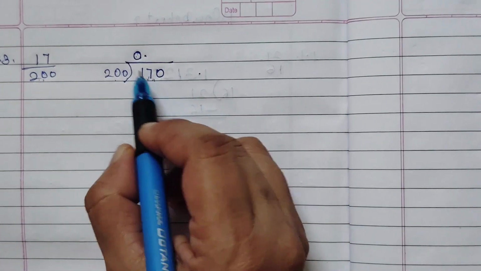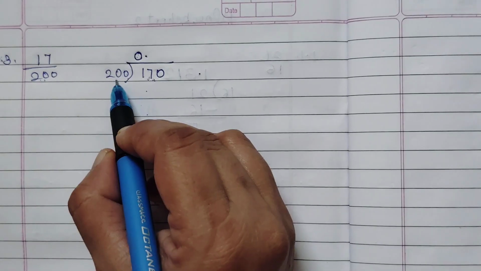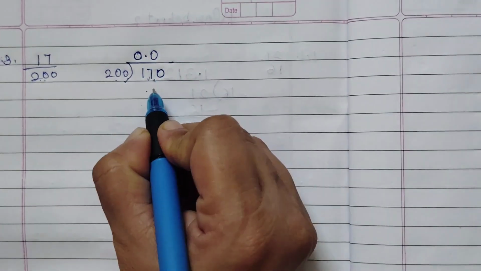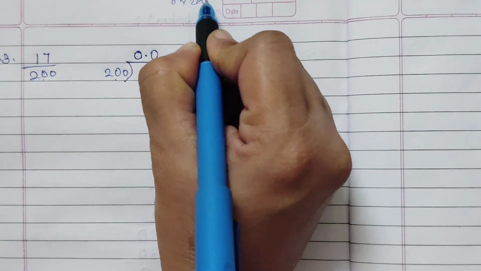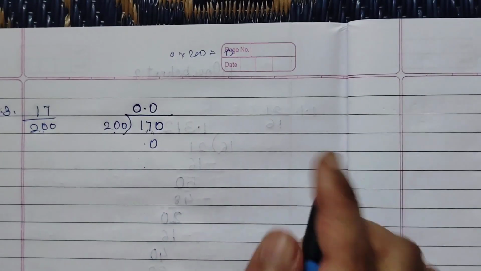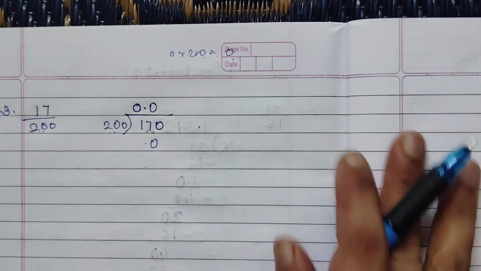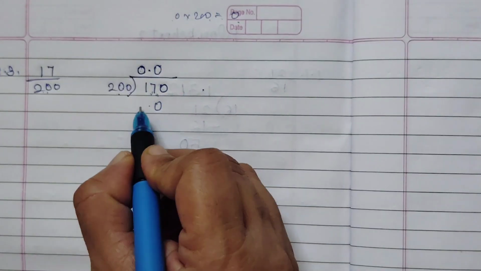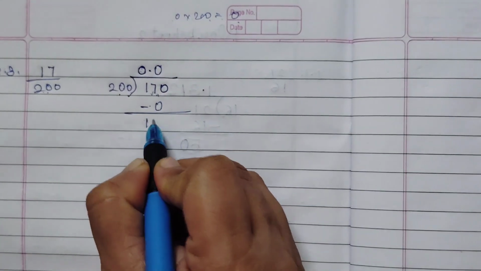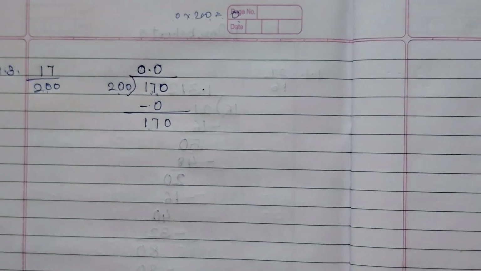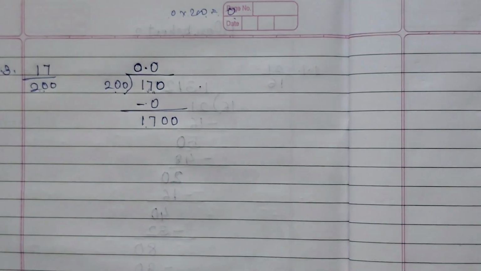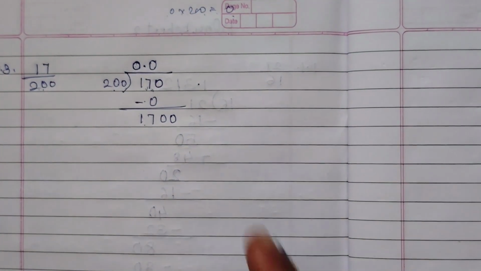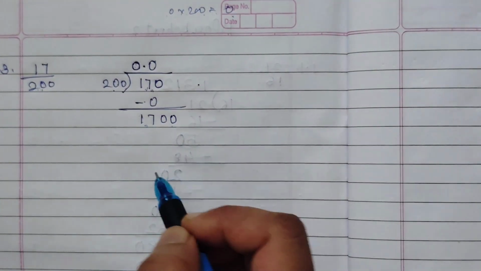Now again 170 is smaller than 200. So again we'll write 0, since 200 times 0 is 0. 0 into 200 we get 0 only. So 200 times 0 is 0, subtract, and we get 170 again. We have already given the decimal point, so here 0 comes. So now it is 1700.